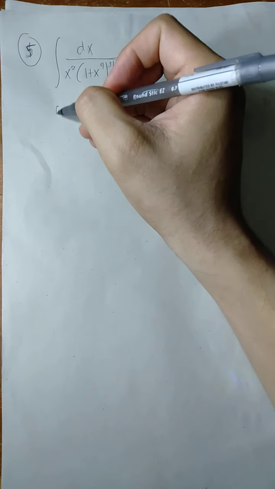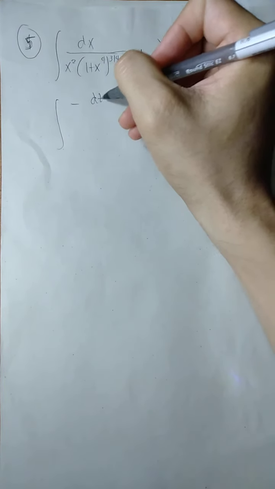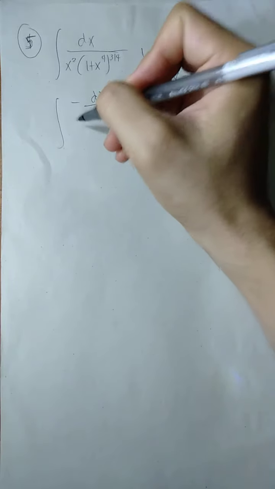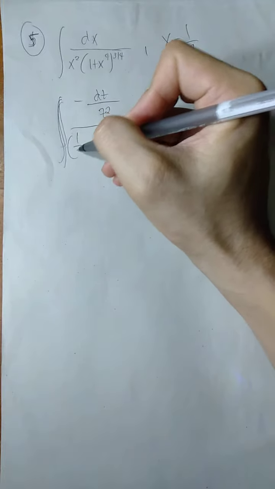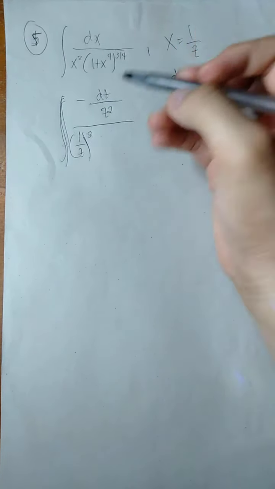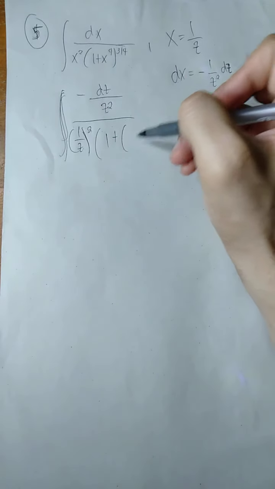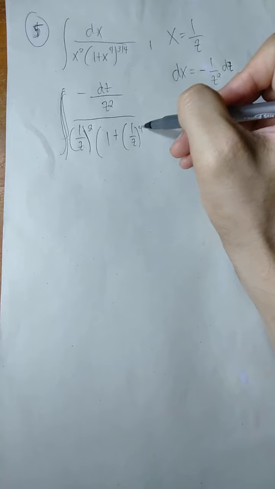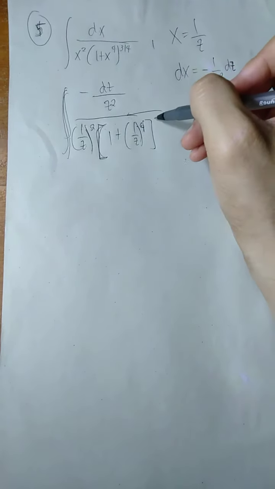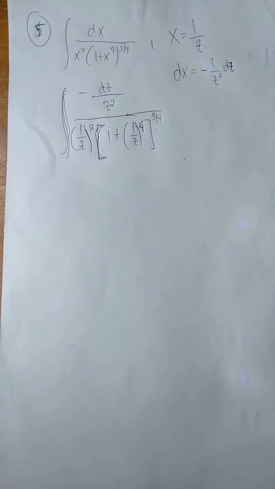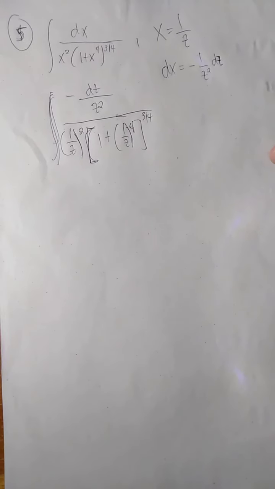So it becomes the integral of, for dx, we replace it with negative dz over z squared, over the x squared, which we replace with 1 over z squared inside. Then 1 plus x, which we replace with 1 over z raised to the 4th power, in brackets, raised to 3/4. Here, it's very important that you know your algebra, guys, because this is purely algebra.